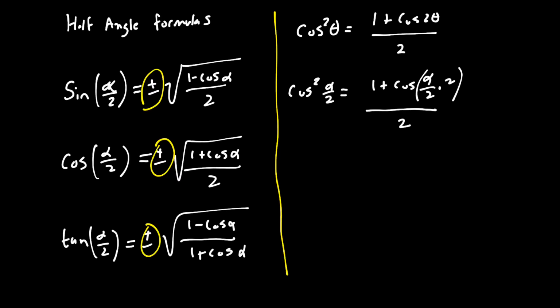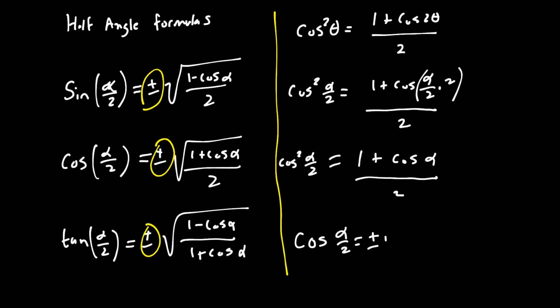So now simplifying the right-hand side of our equation, we get that this is equal to 1 plus cosine of alpha, divided by 2, while on the left-hand side we still have our cosine squared of alpha divided by 2. And we can take the square root of both sides, and we get the formula that we want. We get cosine of alpha divided by 2 is equal to plus or minus the square root of 1 plus cosine of alpha, divided by 2.